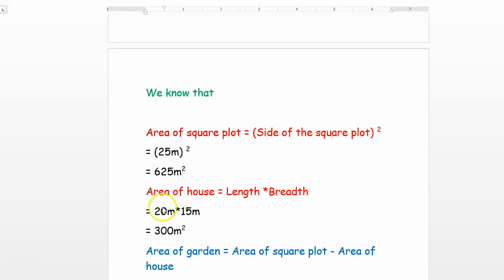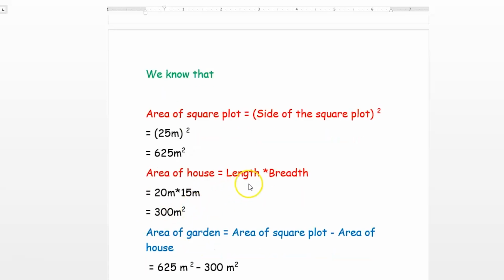Now we want to find the area of the house. The house is rectangle in shape. So the area of the house is the length of the house into the breadth of the house. The length of the house is given as 20 meter into the breadth of the house, 15 meter. So 20 into 15 is 300 meter square. That is the area of the house.